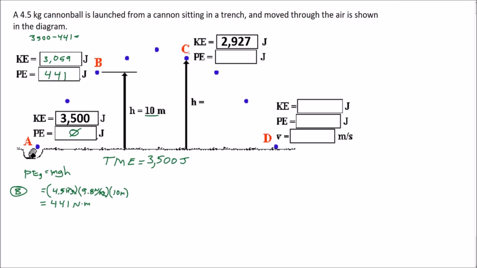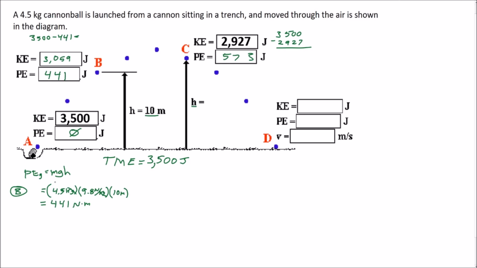Traveling further along, we get to point C. It tells us the kinetic energy is this number right here, 2927. Right away, we can just do the subtraction again. The total is 3,500 minus 2927, and so our potential energy at this point is 573 joules, which is nice because we're trying to find our height here. We want to know how high up this is.